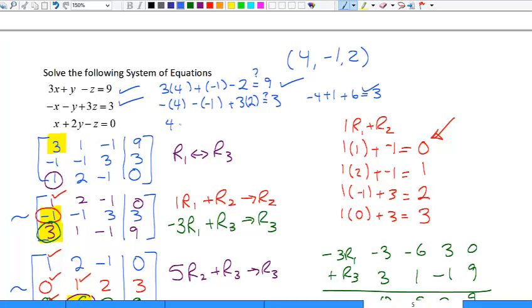The last one we have x, which is 4, plus 2 times y, which is negative 1, minus z, which is 2, is supposedly equal to 0. So let's see, 4 minus 2 is 0. Okay, so you could do that in your head, or you could write it out, or you don't even have to check it at all. But if you wanted to check now, you know how.